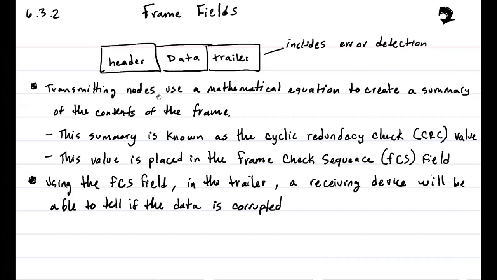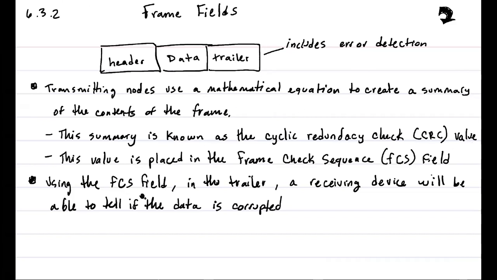The following is how the error detection is done. The device that is sending the information will use an equation to create a summary of the contents of the frame. So everything that's going to be sent, the header and the data and the trailer, at the very end of the trailer, there's going to be a code that summarizes everything. The summary is known as the cyclic redundancy check value, CRC value. This value is placed in the frame check sequence field. So in the FCS field, there's going to be a CRC value inside the trailer.